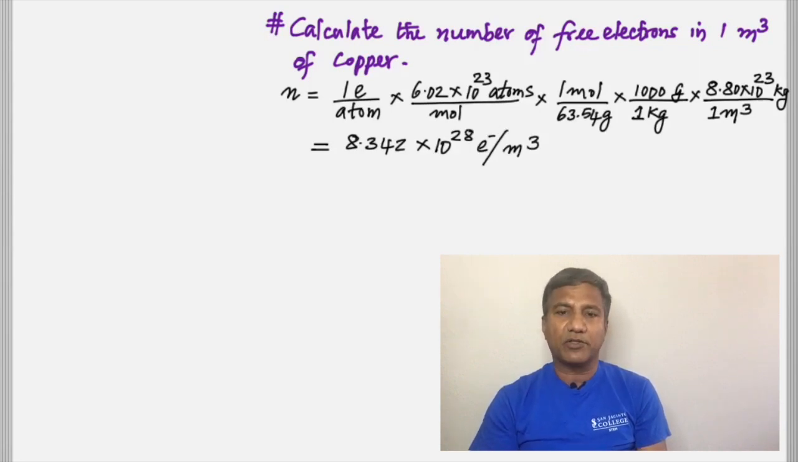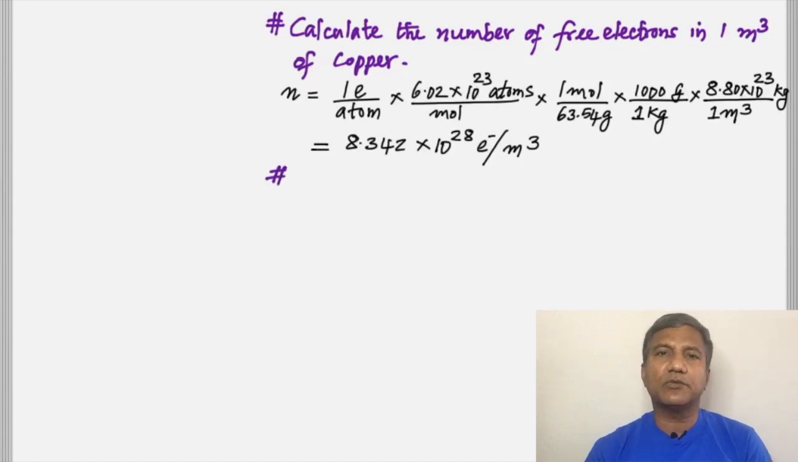You get 8.342 times 10 to the power 28 electrons in 1 meter cube. Now you know why copper is a good conductor, because there are that many free electrons in every meter cube of copper.